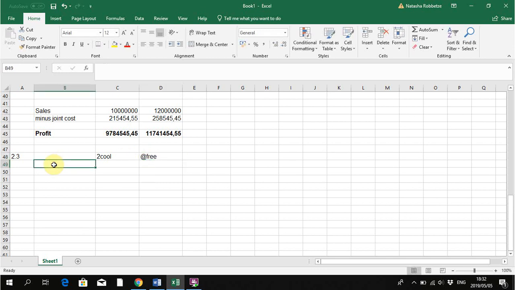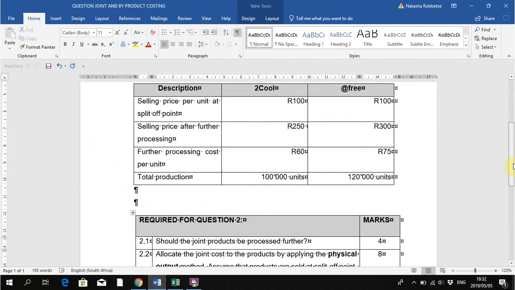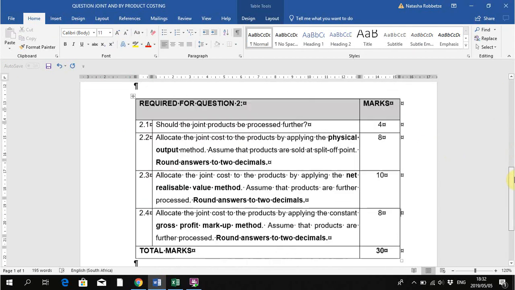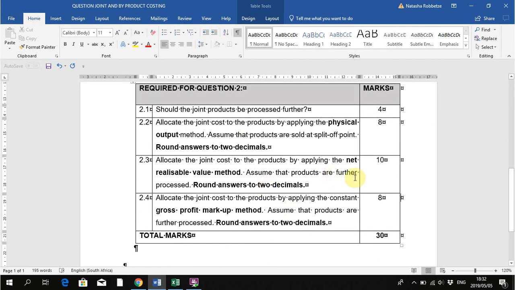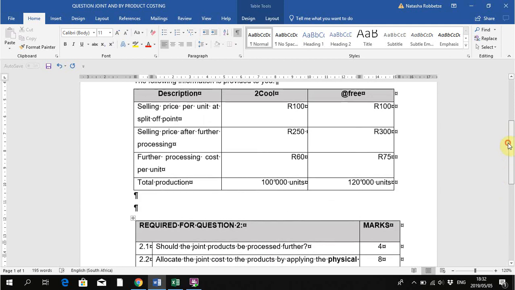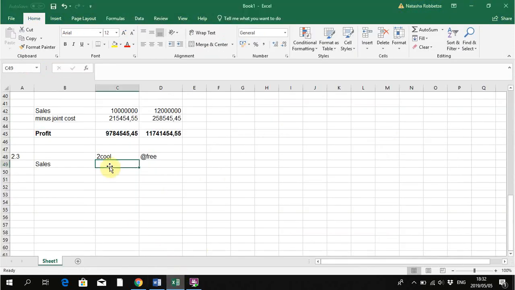Right. So now we're going to have to calculate sales, but please note how we now have to use the selling price after further processing, and the instruction clearly says assume that products are further processed. So we need to use that selling price, and that was 250 and 300 Rand. So for 2 cool, I'm going to say 250 times the 100,000 units for my total sales.